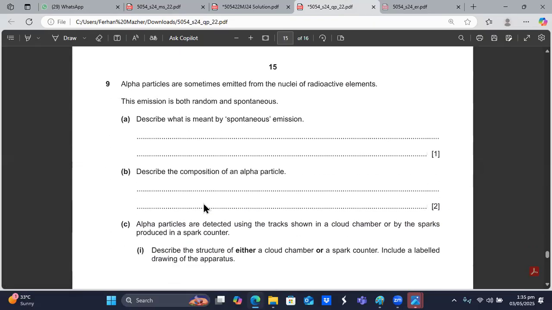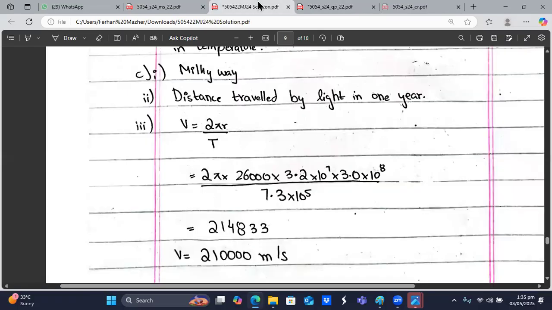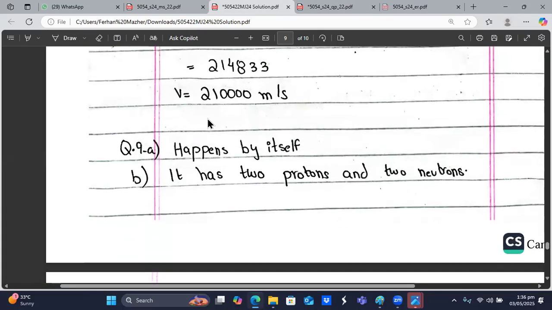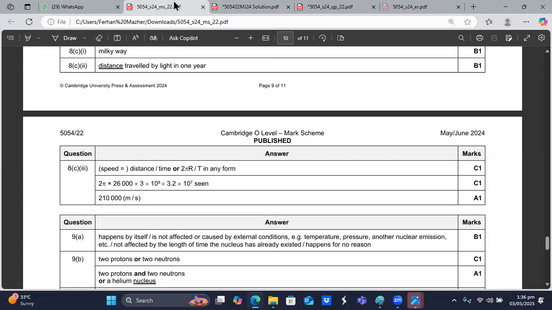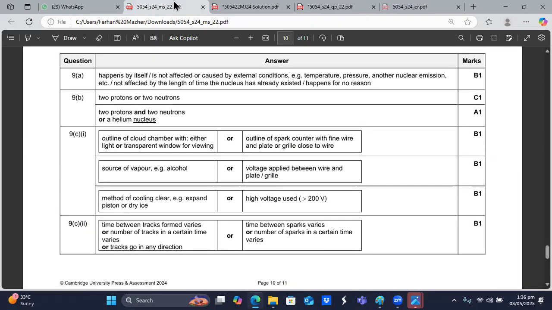Okay, question number 9 is showing up on your screen. It says alpha particles are sometimes emitted from the nuclei of radioactive elements. This emission is both random and spontaneous. Describe what is meant by spontaneous. Spontaneous means that this happens all of a sudden, happens by itself.